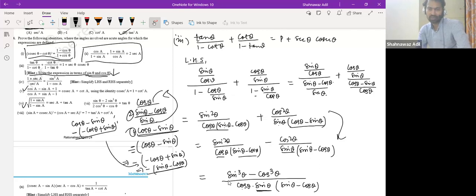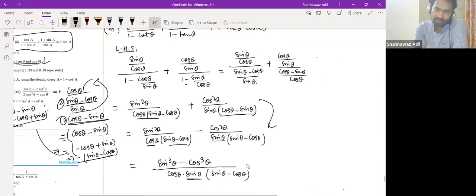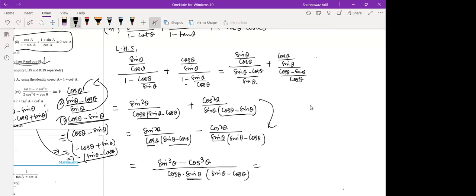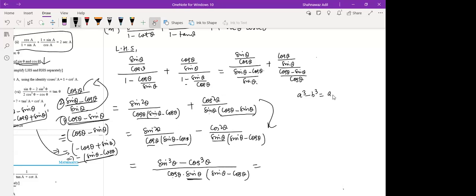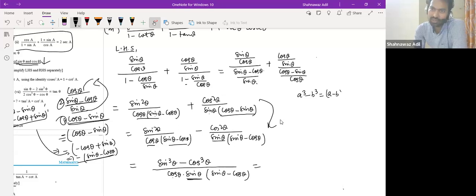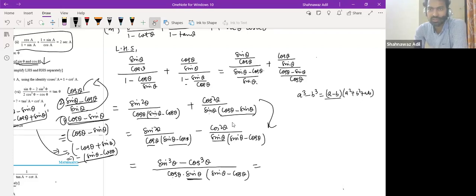Because we have 2 minutes more, let us complete this. So this is what identity? A cube minus B cube. And what is a cube minus b cube? Yes, a minus b and then a square plus b square plus ab. Good. So this is the identity, right, guys?